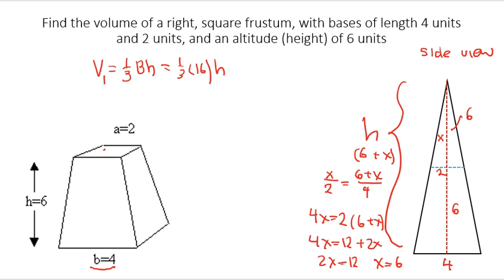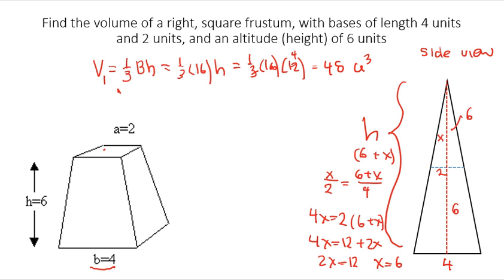Nonetheless, the overall height of that pyramid is 12. H is 6 plus x, so 12. So this will be 1/3 times 16 times 12. 3 goes into 16 4 times. So that's going to be 48, and this is a volume, units cubed.